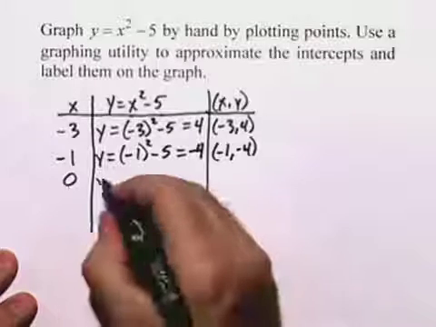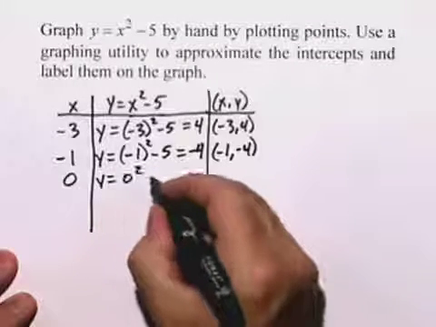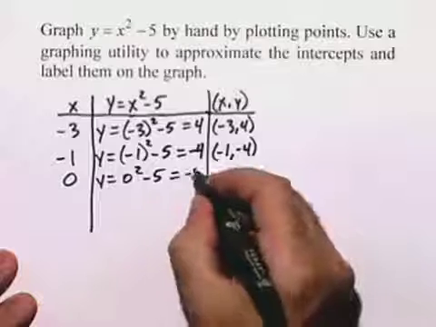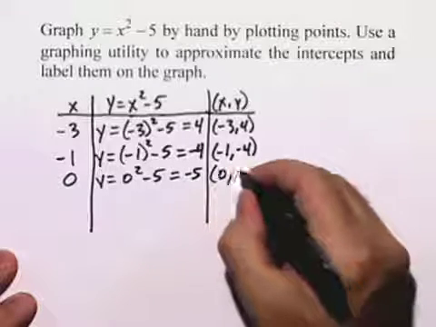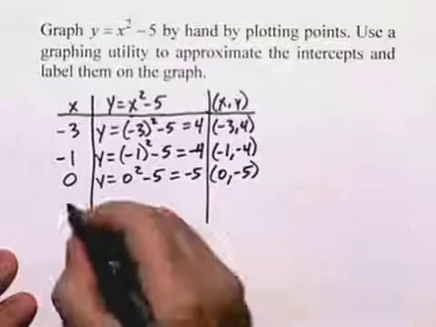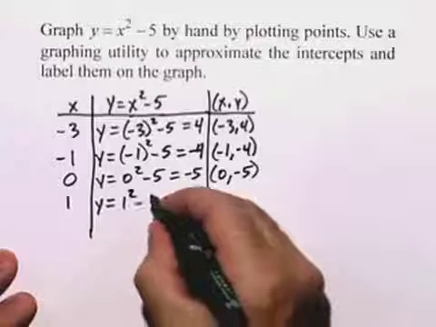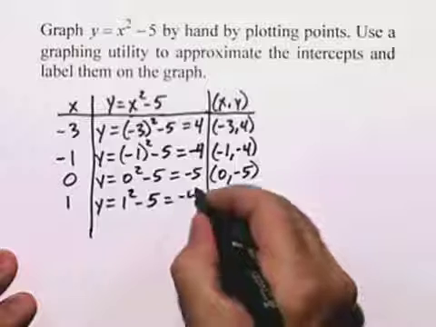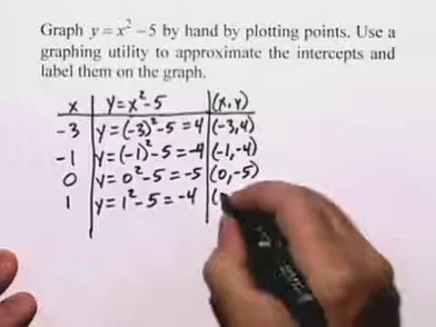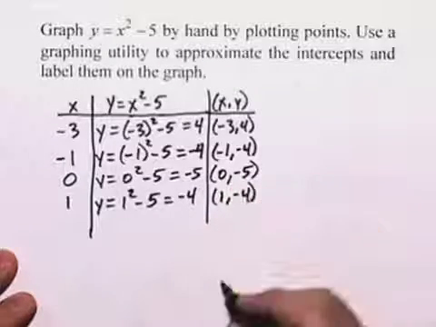We'll let x equal 0. We get y equals 0 squared minus 5. So the point 0, -5 is on our graph. If we let x equal 1, y is equal to 1 squared minus 5, which is -4. So the point 1, -4 is on the graph.